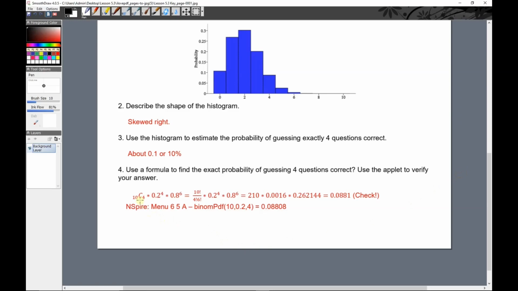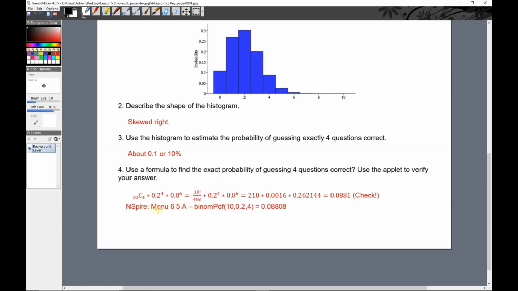It consists of combinations of 10 things taken 4 at a time, because you could get all different arrangements, or I don't want to say arrangements because that's permutations, but you could get all kinds of different groups of 4 out of 10. It could be the last 4, the first 4, the middle 4, any set of 4 out of 10. So we need the total number of that, times the probability of success, which is 0.2, but it's raised to the k power.